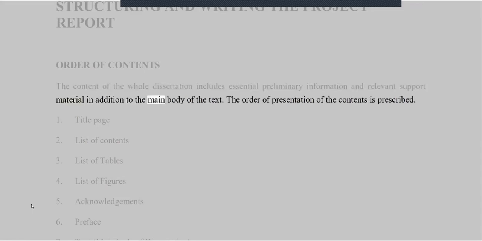Structuring and writing the project report. Order of contents. The content of the whole dissertation includes essential preliminary information and relevant support material in addition to the main body of the text. The order of presentation of the contents is prescribed.